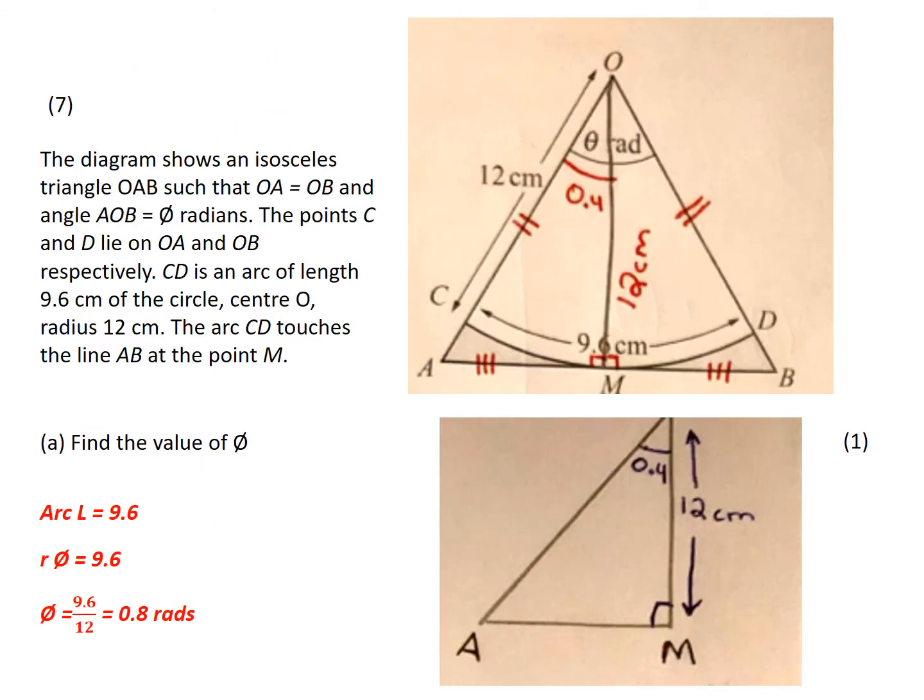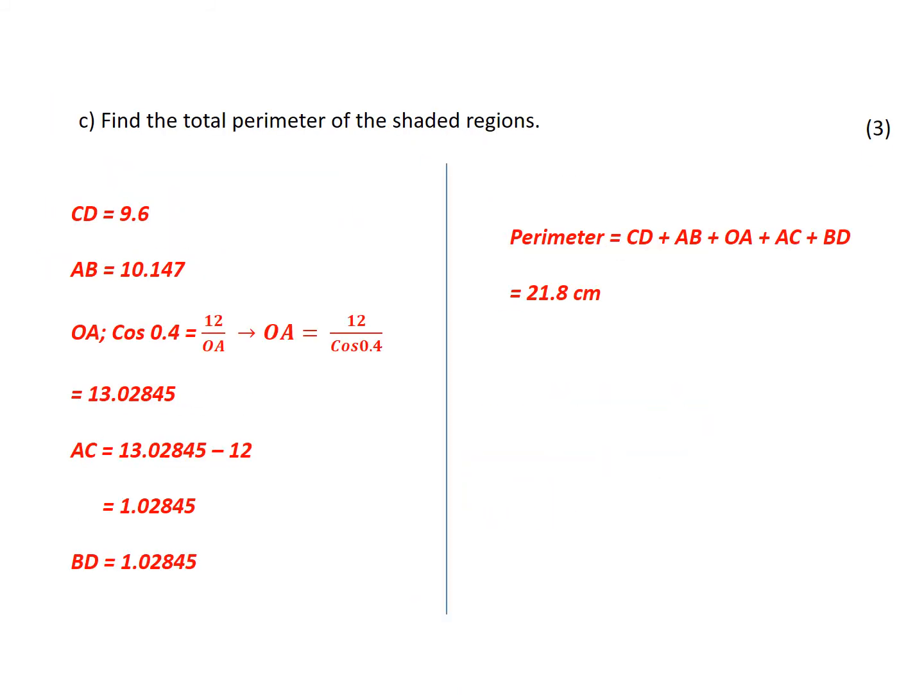We have to add all of the sides together, which is this, which means we have to add CD plus AB plus OA plus AC plus BD. As you can see, I have done the working over here.